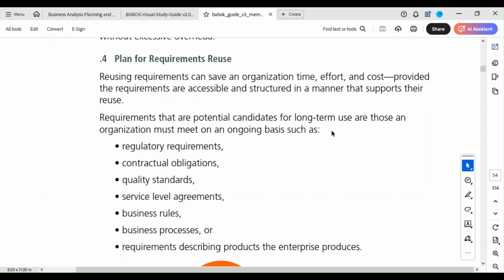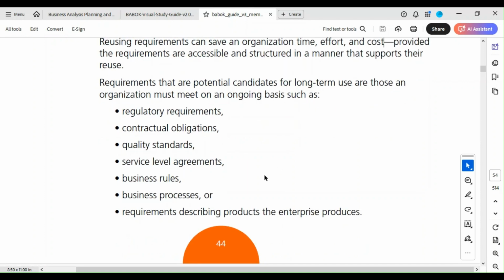So, provided the requirements are accessible and structured in a manner that supports their reuse. Requirements that are potential candidates for long-term use are those an organization must meet on an ongoing basis, such as regulatory requirements. For example, you are laying pipeline in one state or province, and you intend to lay pipeline in another province.